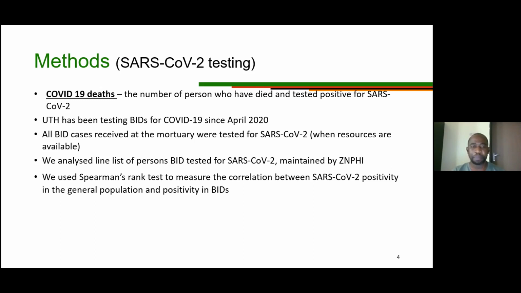UTH has been testing BIDs for COVID-19 since April 2020. And all BID cases received at the mortuary were tested for SARS-CoV-2 whenever resources were available. We analyzed the line list of persons BID tested for SARS-CoV-2 maintained by ZNPHI. And we also used Spearman's rank-sum test to measure the correlation between SARS-CoV-2 % positivity in the general population and SARS-CoV-2 % positivity in BIDs.